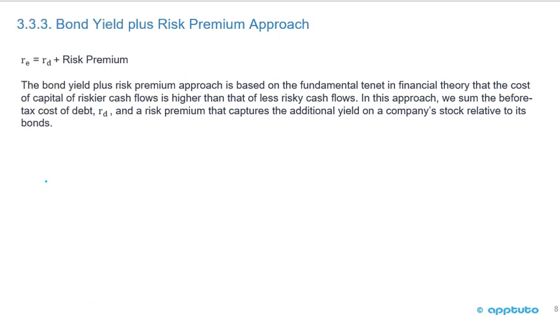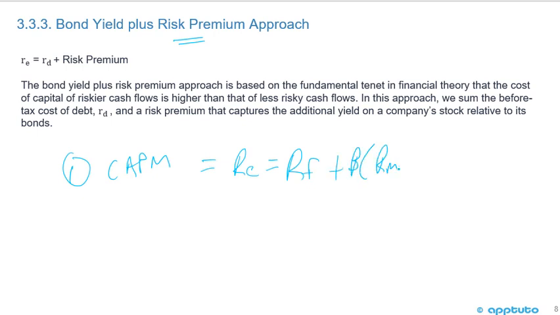Okay, so now we're continuing with how to calculate the cost of capital, and now we're going to look at the bond yield plus the risk premium. Remember, we started with the CAPM as the first method, where the required return to the equity is the risk-free rate plus the beta times the return to the market minus the risk-free rate, and we call that the equity risk premium, okay?